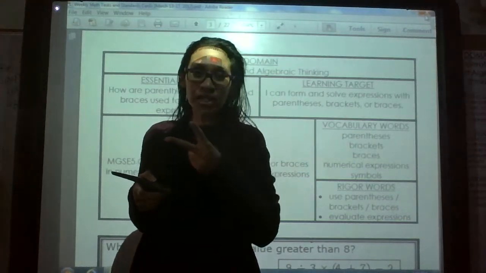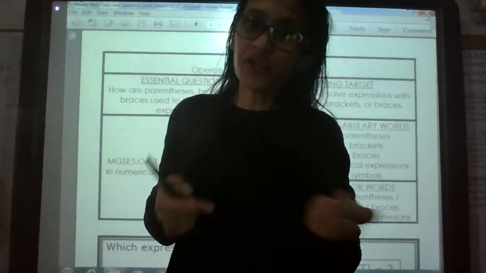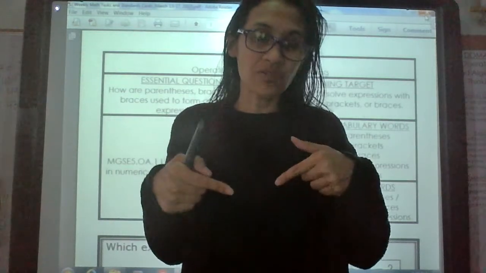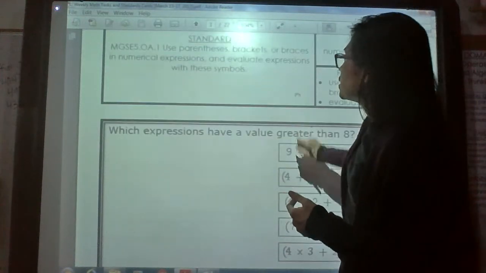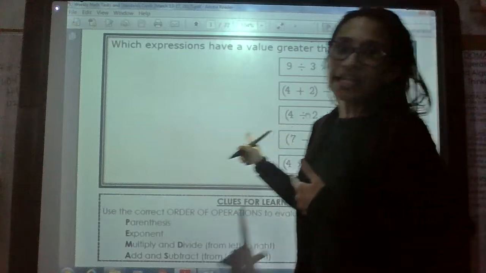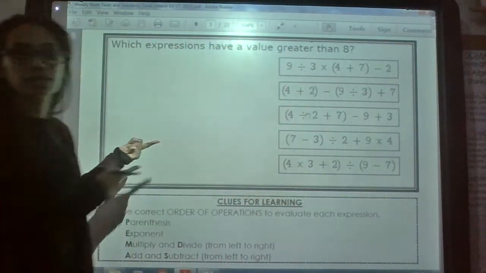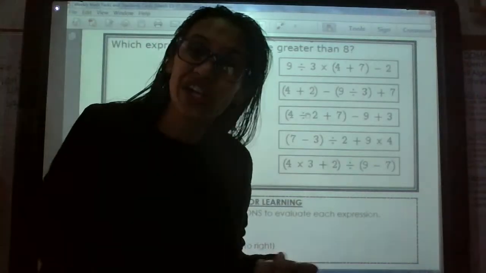Now, there are two tasks at this station. I have a video for the other one, so make sure you're watching the right video for the task that you are working on. This video is going to be an explanation for this task right here. So if it's the wrong one, go find the other video.